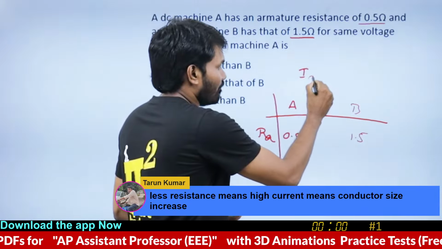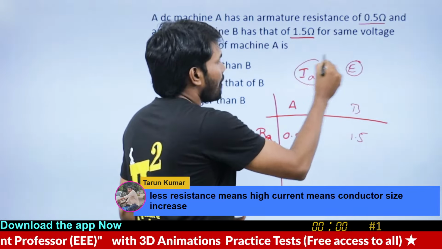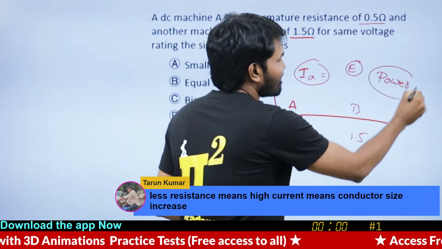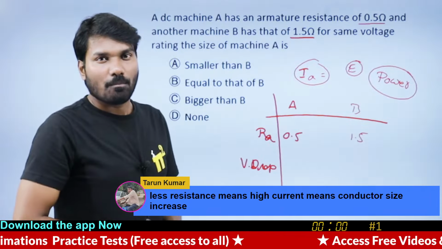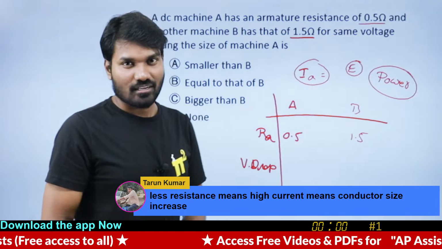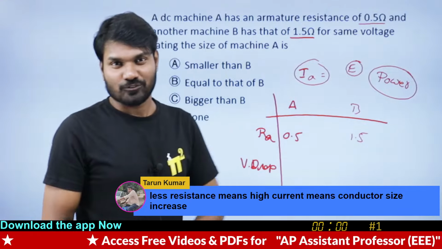IA is same. E is same. Means power rating of the machine is same. The power rating of the machine is the same, and IA is fixed.